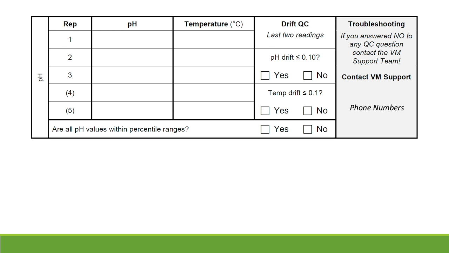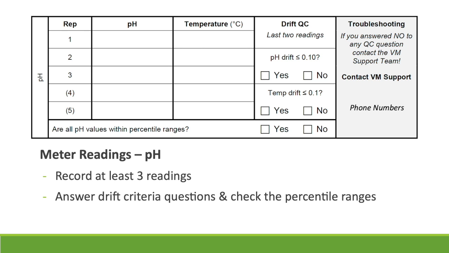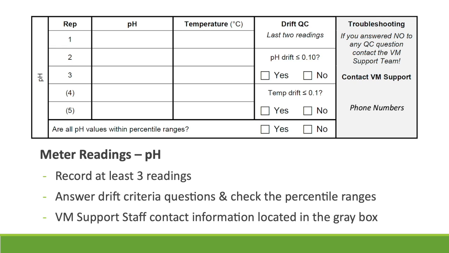Then, record your pH readings, collecting at least 3 replicates, but more if the drift criteria are not met. Answer the QC questions and verify that the pH values are within the percentile ranges. The gray box in this section has the phone numbers of the VM support team if you need help while out in the field.